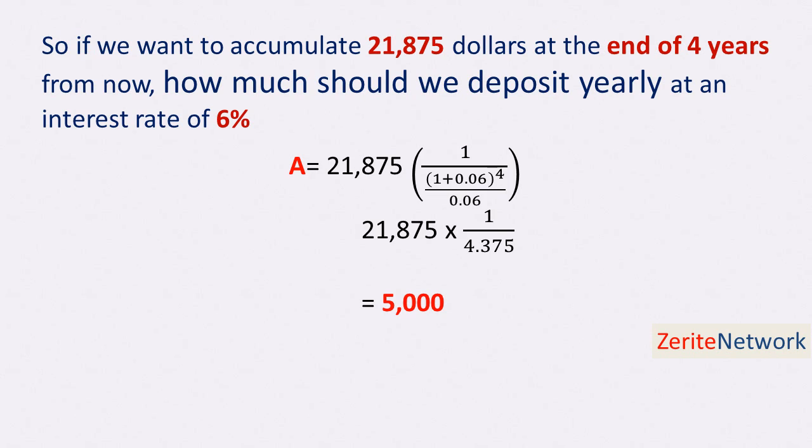So if you want to accumulate $21,875 at the end of 4 years from now, how much should we deposit yearly at an interest rate of 6%? So applying that formula, we can work it out. A is equal to 21,875 times 1 over 4.375, which gives us $5,000. In business, this is important in determining things like how much cash should you put away to repay bonds or debentures at the end of a specified period.